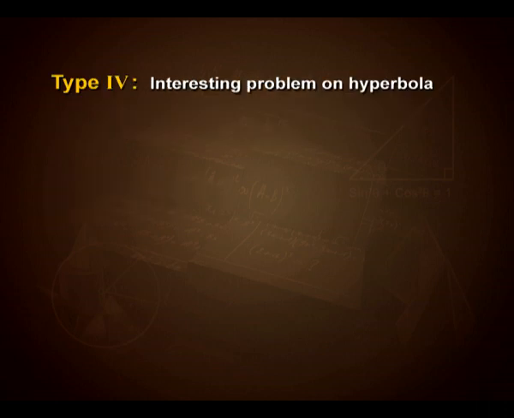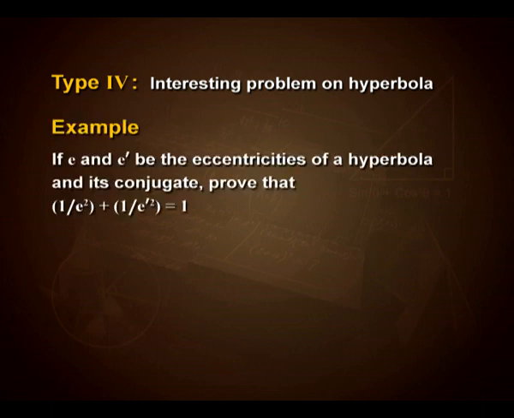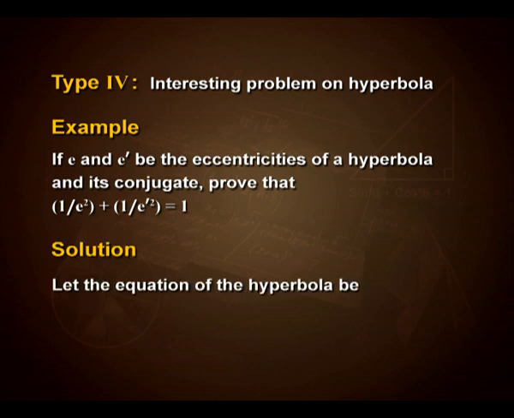Here we have a very interesting problem on hyperbola of type 4. The example is, if E and E dash be the eccentricities of a hyperbola and its conjugate, prove that 1 upon E square plus 1 upon E dash square is equal to 1. Look into the solution. Let the equation of the hyperbola be x square upon a square minus y square upon b square is equal to 1. Take this as equation number 1.